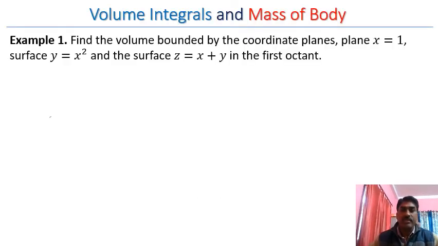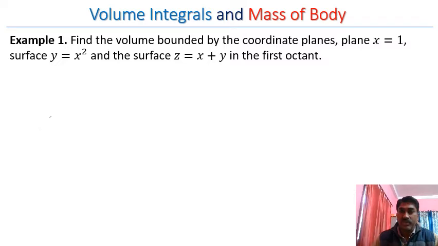The first example that we are taking is: find the volume bounded by the coordinate planes, the plane x = 1, the surface y = x², and the surface z = x + y in the first octant. The question is typical. So the very first thing that we must understand is the shape and how you can draw it. First you mark the coordinate planes.